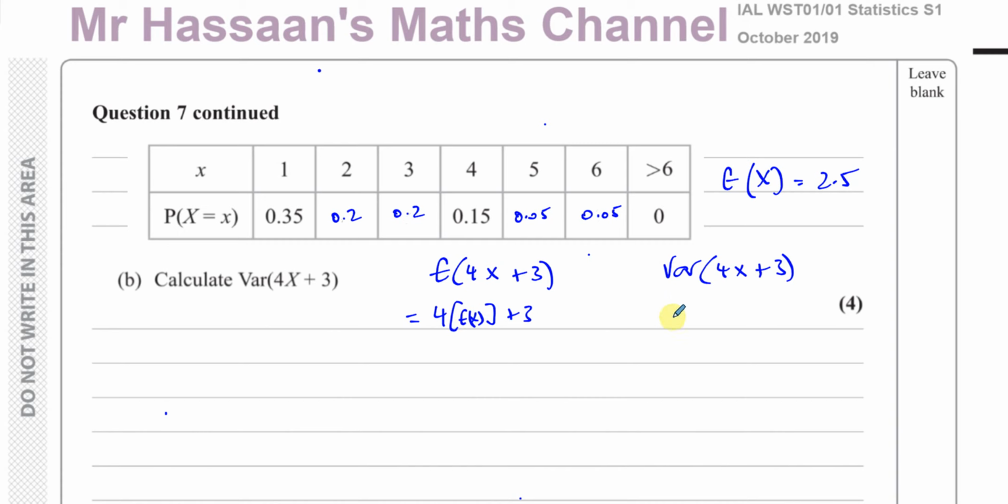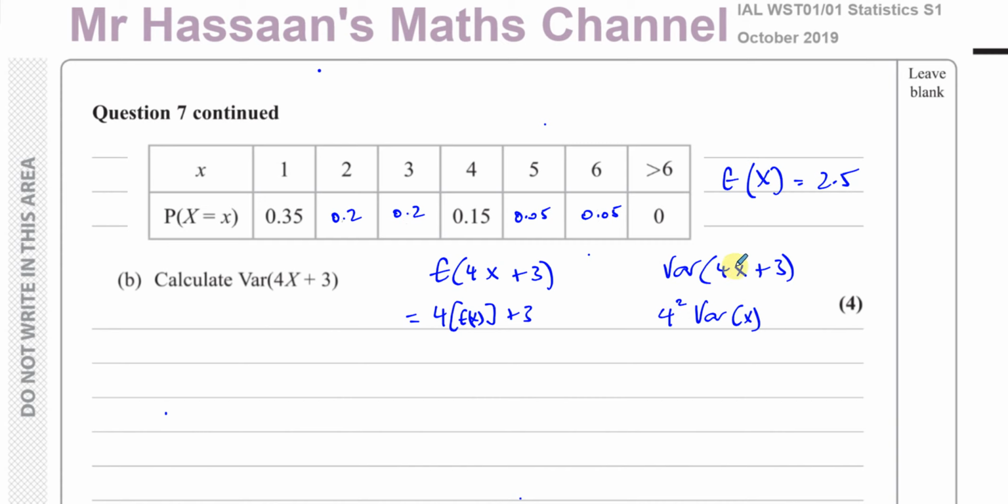But for the variance, the plus 3 won't have any effect on it. What's going to happen is you're going to take the 4, square it, and multiply it by the variance of x. That will give you the variance of 4x plus 3. And why do we square it? Because the variance is the square of the standard deviation, and that's why we square each of the data values. When we're finding the variance, we have to find the mean of the squares. So that's why you square.